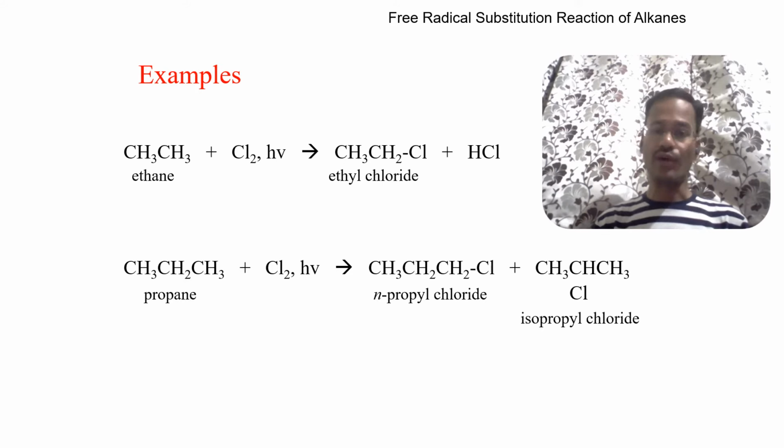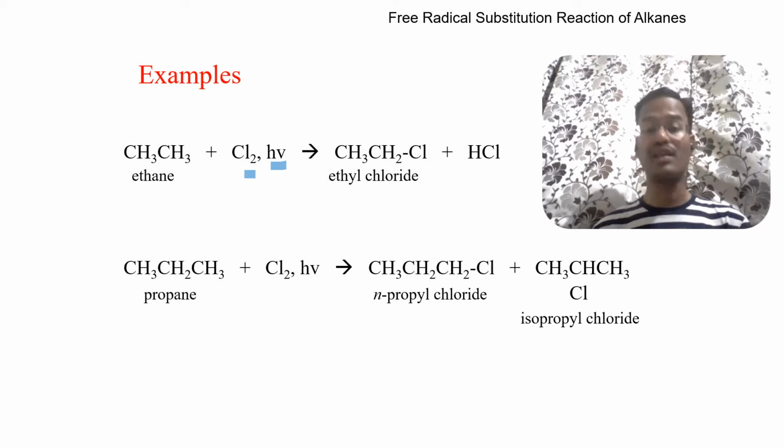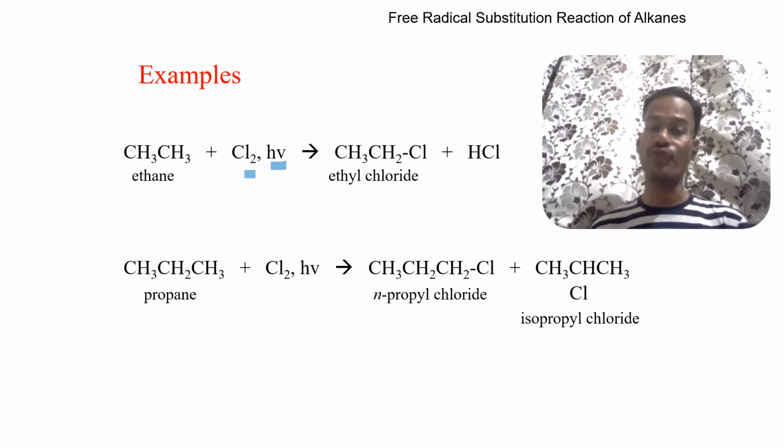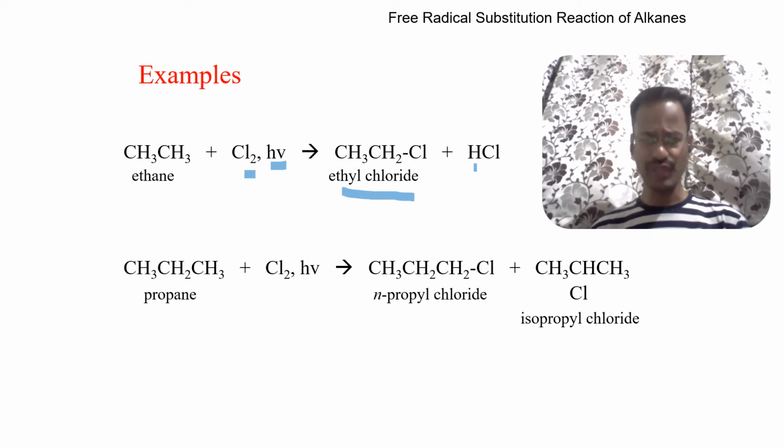So I've given two examples over here. That is chlorination of ethane and propane, through which ethyl chloride and n-propyl chloride were formed. Let us see the first example, ethane, that is C2H6, when reacted with chlorine in presence of h nu, that is light, especially UV light. It is going to form ethyl chloride and hydrochloric acid. So let us see the second example.